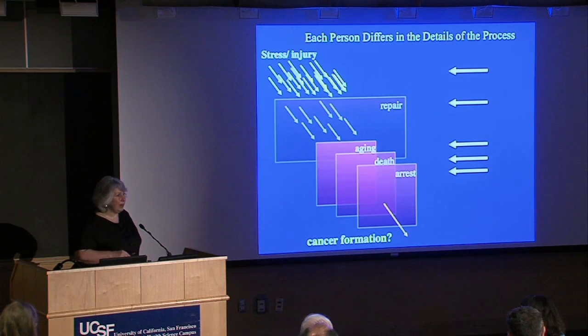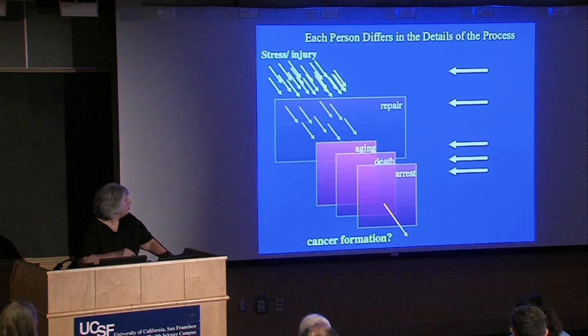So let's go back to this idea that the body, when it's stressed, deals with the stress, and if it does it improperly, you get cancer. Well, what we know is that people are different at each of these levels. They're different in how they're exposed to insults. Some people smoke, some people don't. Some people get a lot of sun, others don't. Some people are very effective in repairing the damage that's done to their body. Other people aren't.